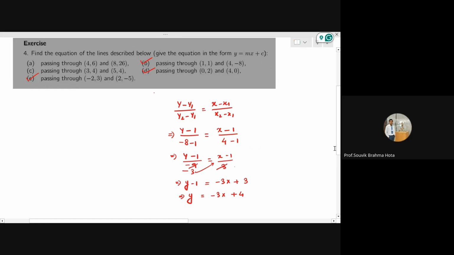So you recognize your mistake. Yes, sir. I think that minus 8 you have not put. No, sir. I put it as minus 3. Oh, that 4 minus 1. I did y minus 1 equal to minus 3x minus 3. Oh, that silly mistake you have done. Yes. Okay, then next one. Next, D, have you done? No, sir, doing. Okay, do it.